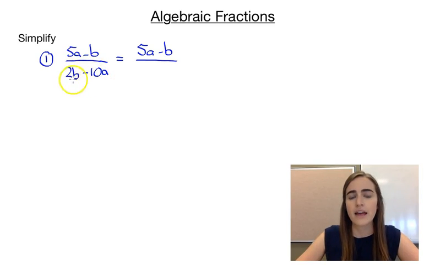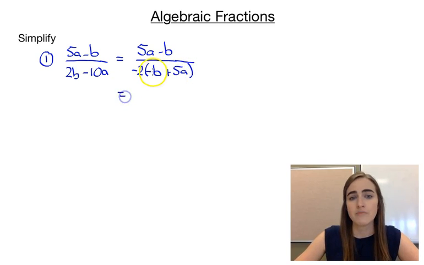You've got to be able to look ahead a little bit in these ones and see that if we took that 2 out, we'd be left with b minus 5a, which is really similar to what's up the top, except our negatives are around the wrong way. So instead of pulling out a 2 as a common factor, we're going to pull out negative 2 as a common factor. So that would leave us with minus b plus 5a.